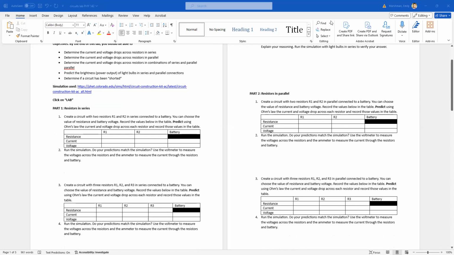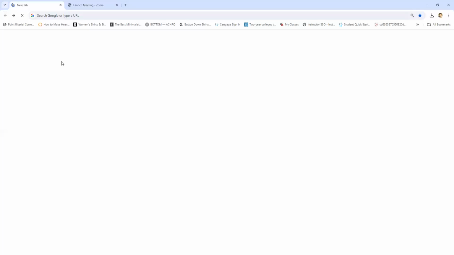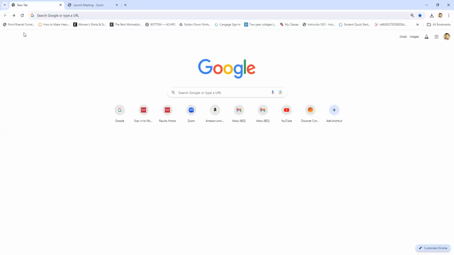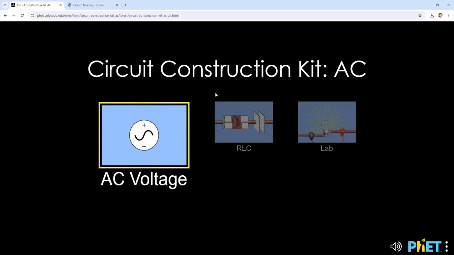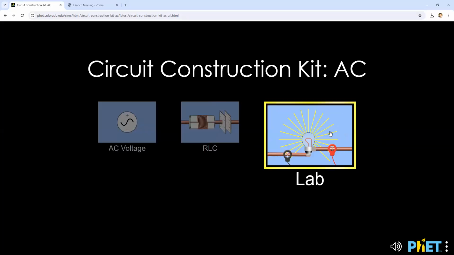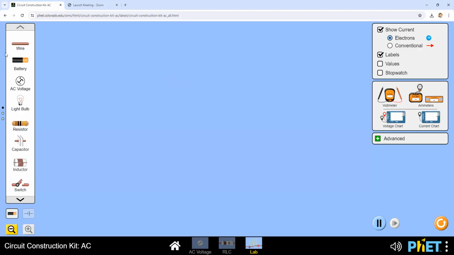So let me open up the simulation so you can see what it looks like. When you click the link, it'll bring this up first. You want to click on lab. And let's create a circuit. I actually suggest that you use this throughout the rest of the semester because this is a great simulation for you to just play around with and see what happens.